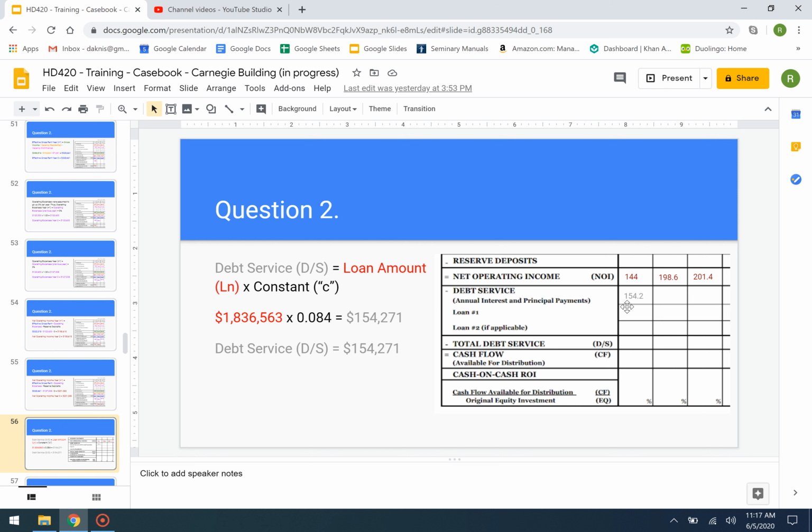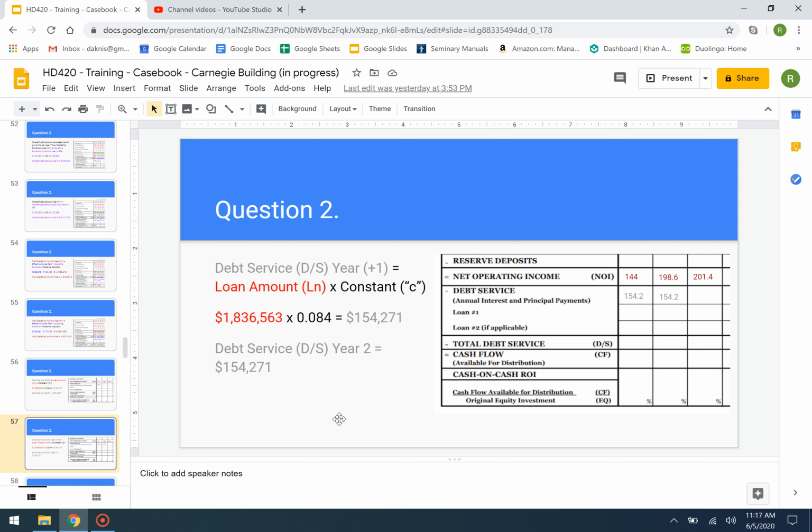Now we're calculating debt service. Debt service, you'll remember, is the loan amount times the constant. So the loan amount is 1.836563, our constant, using the back of the book and the terms of the rate. Remember pages 89, 90, 91, we know is 0.084. We come up with our debt service of $154,271. This is what we're going to be paying each year on interest and principal on our loan amount. So our debt service is $154,271. Plug that in under year 1.